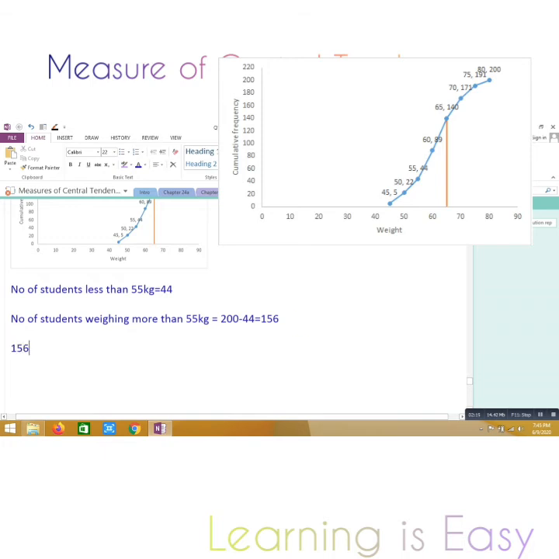So we need to calculate the percentage. 156 divided by 200 into 100. So that makes 78%.